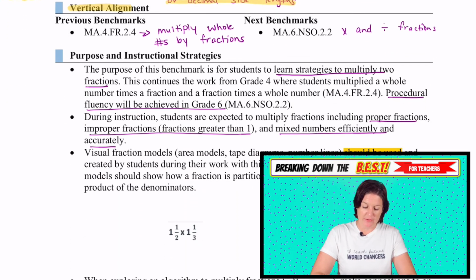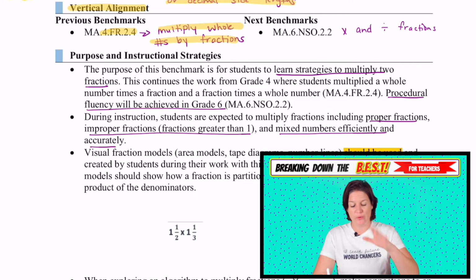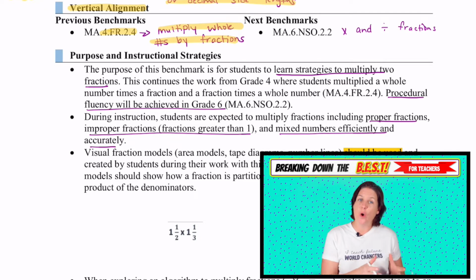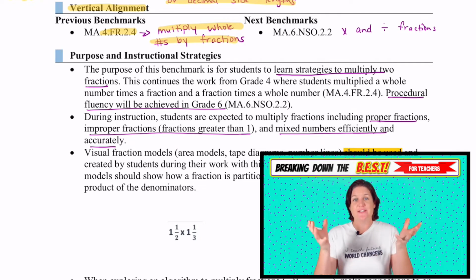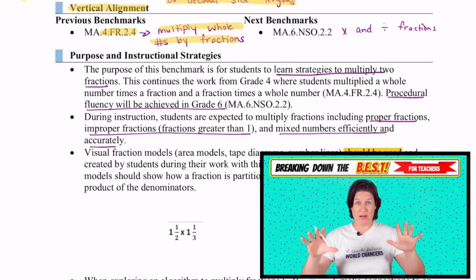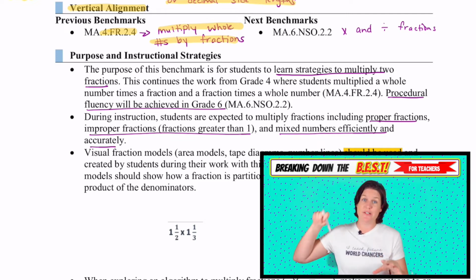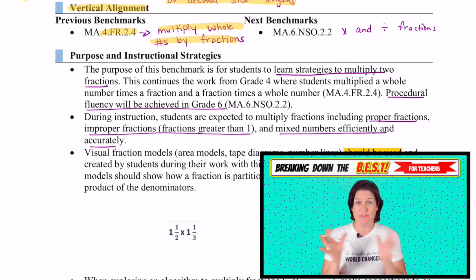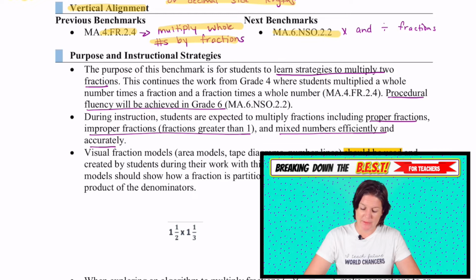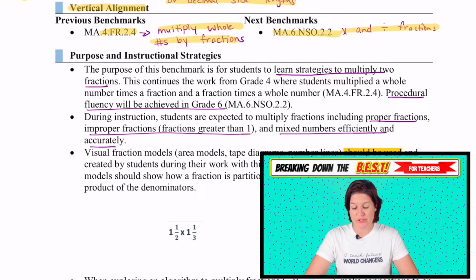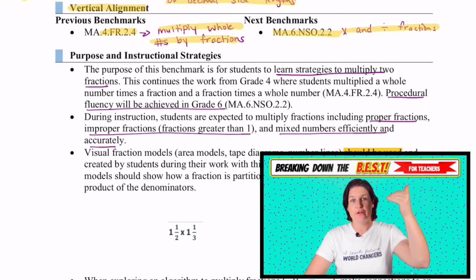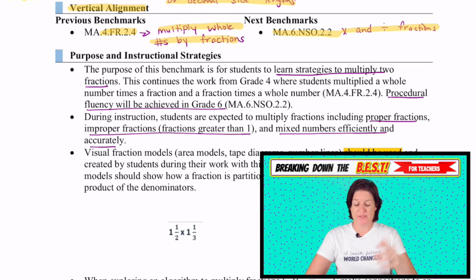So if we're multiplying fractional side lengths, this one totally relates to it. Where are they coming from in 4th grade? Well, we have 4.FR.2.4, which is multiplying whole numbers by fractions. So we're going from last year multiplying whole numbers by fractions to this year multiplying fractions times fractions and mixed numbers times fractions, fractions greater than 1 times fractions greater than 1, all of the above. And then next year we will step that up to multiplication and division of fractions, and I believe it is at that 3rd level, at the procedural fluency stage.